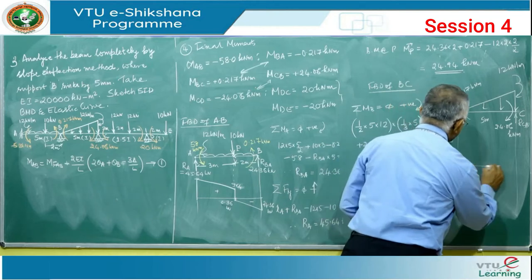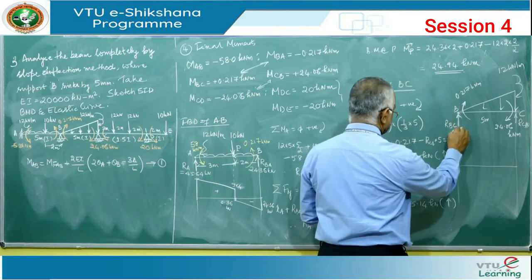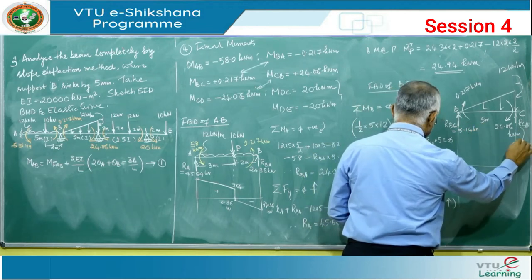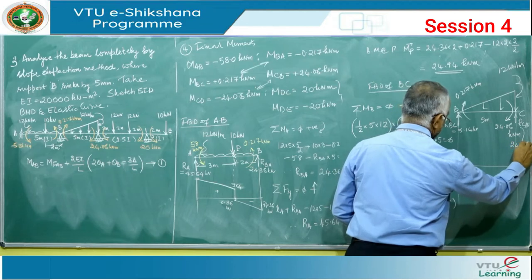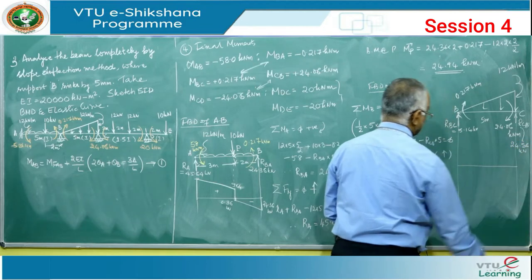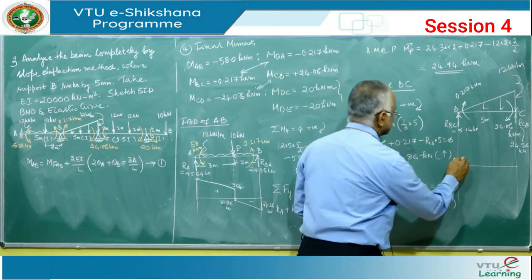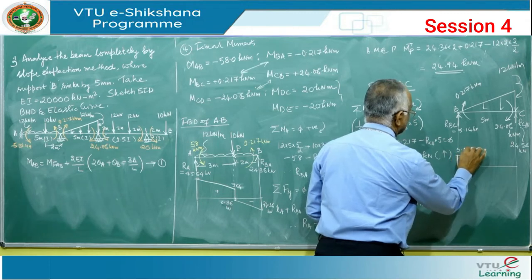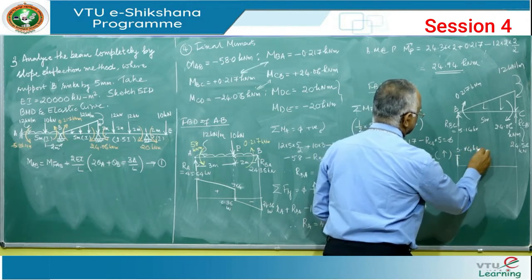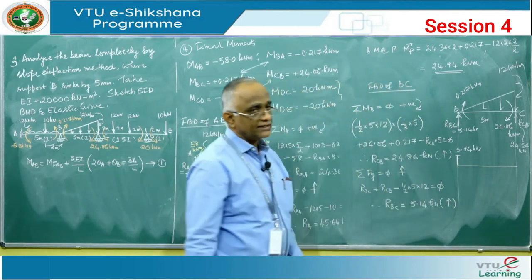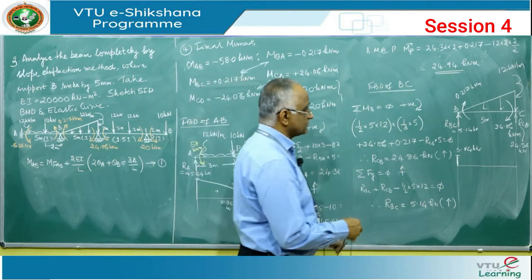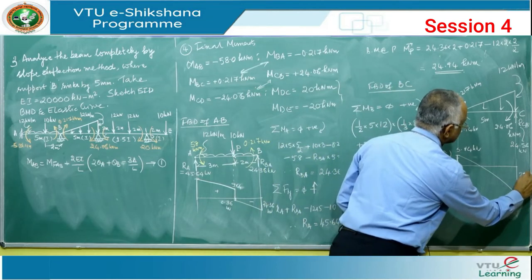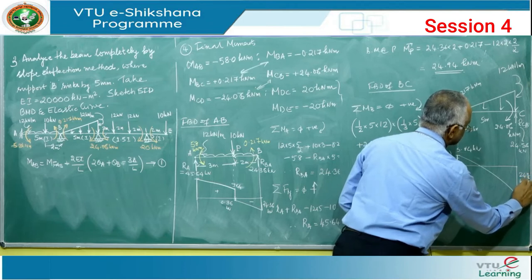Let me sketch the shear force diagram, because RBC is 5.14 kilonewton, whereas RCB is 24.86 kilonewton acting upwards. And how does it vary now? It varies parabolically, because it's a triangular load. The shear force itself varies parabolically and the value here is 24.86.